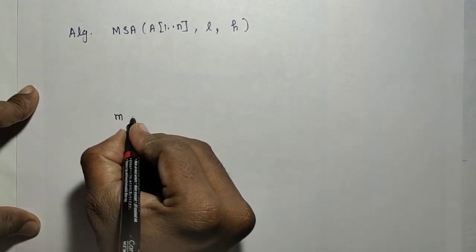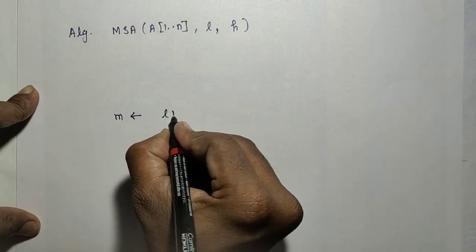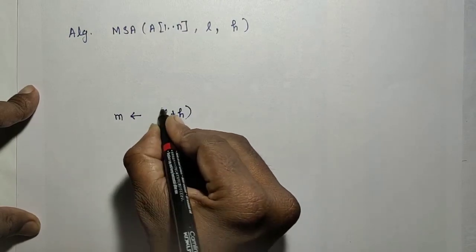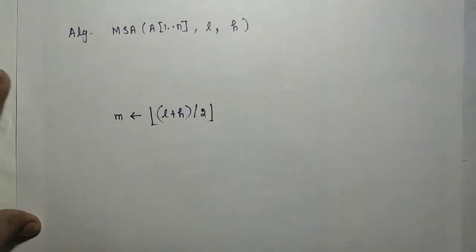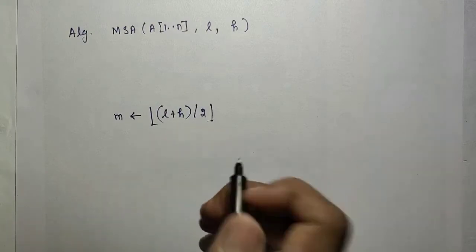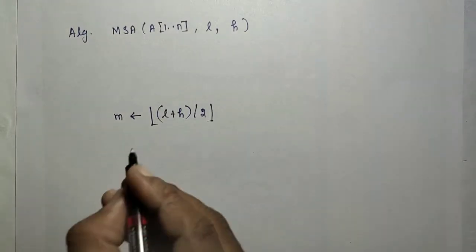So the middle element is calculated as (L plus H) divided by 2, and floor. So 5 means 2.5, so it will be a 2. Either floor or ceil you can apply. That is not important. It's a lower integer.